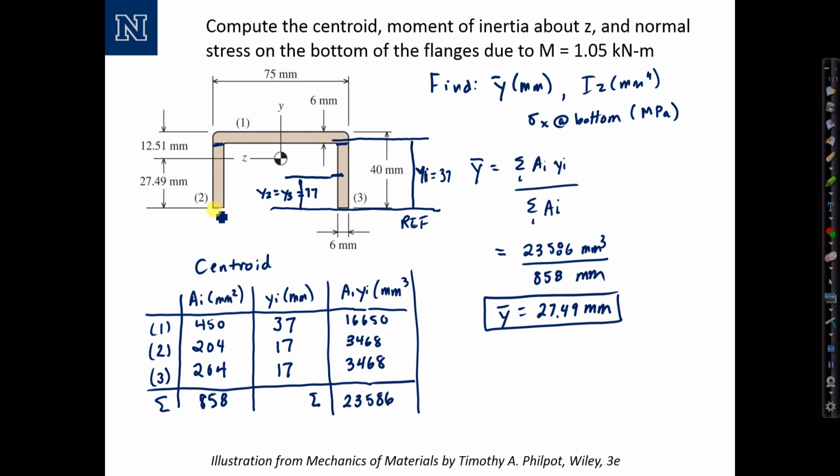Note that the centroid location is 27.49 millimeters from the bottom or reference axis. From the top, it would be 40, the total height, minus 27.49, which is 12.51. And both of those numbers might be useful for computing peak stresses. So we'll continue this example in the next video.